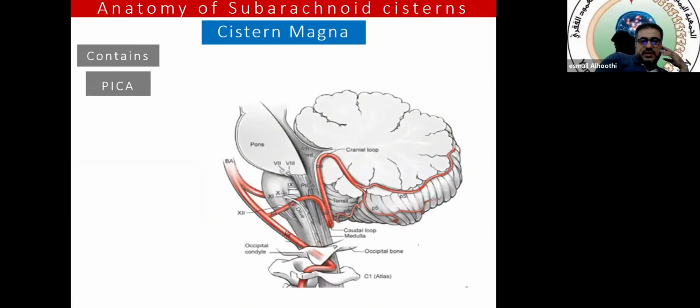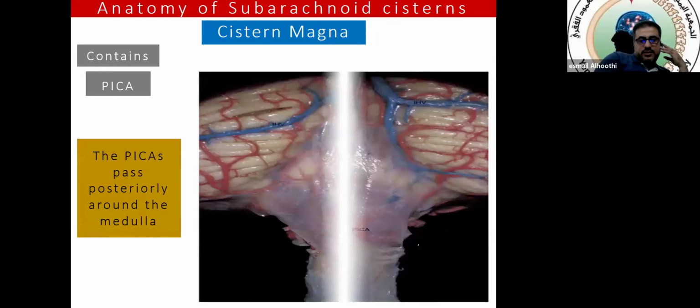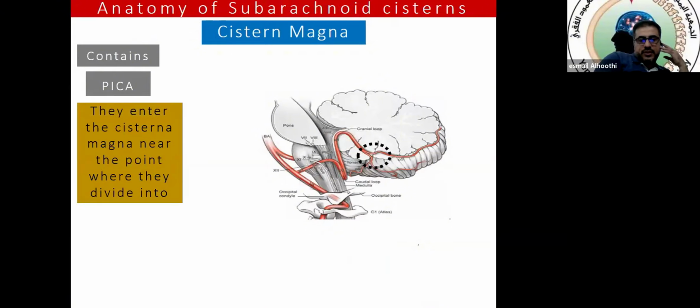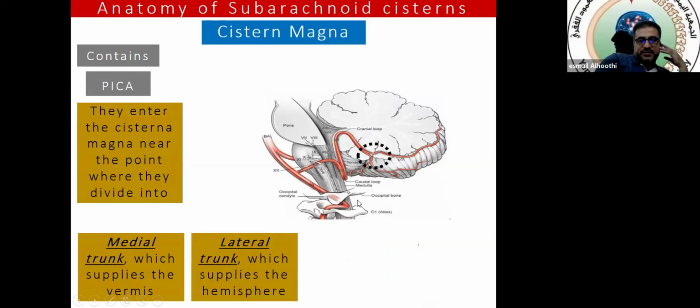The contents of the cisterna magna is the PICA, posterior inferior cerebellar artery. As it branches from the vertebral artery, it goes posteriorly and through the cisterna magna. In the cisterna magna, it divides into two branches. The first branch is the medial trunk, which supplies the vermis, and the lateral branch, which supplies the cerebellar surface.